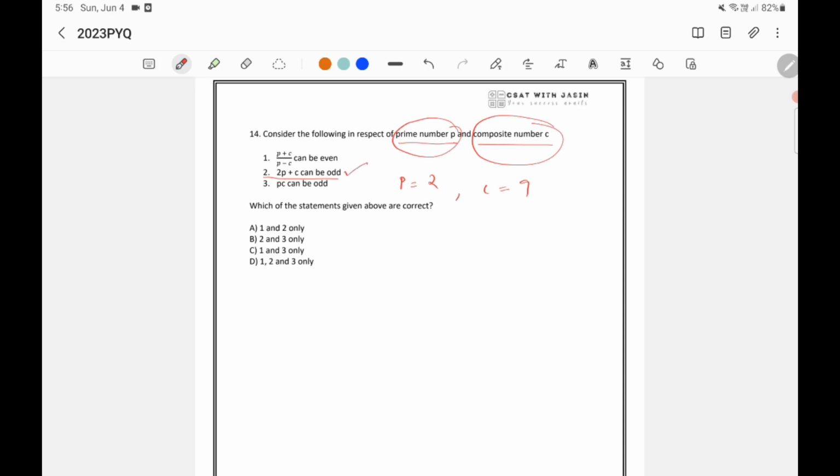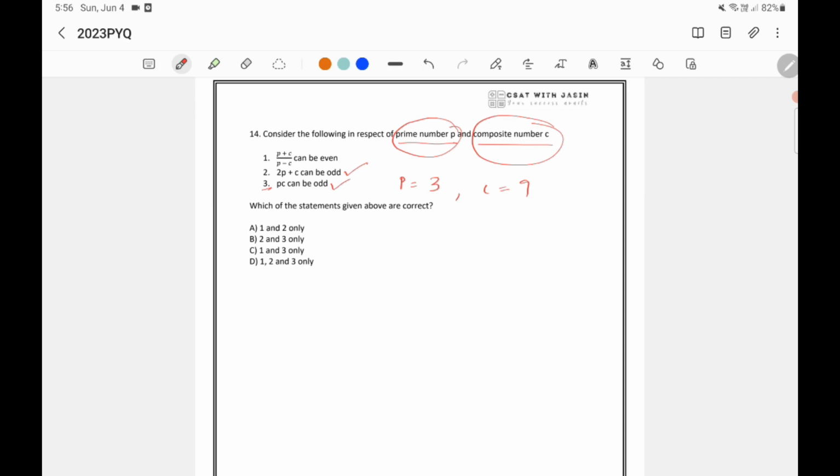Now let's take the third statement. I am assuming p as 3. p as 3 means 3 is a prime number, and c is 9. Now p into c is 3 into 9, which is 27, an odd number, so pc can be odd. So that is also correct.